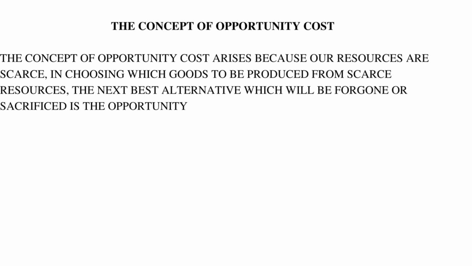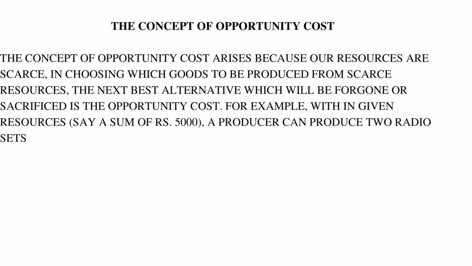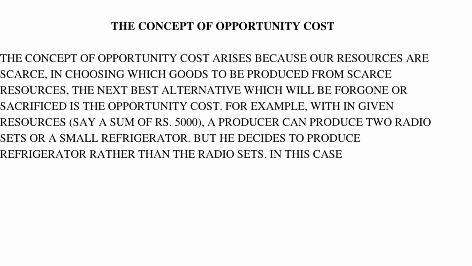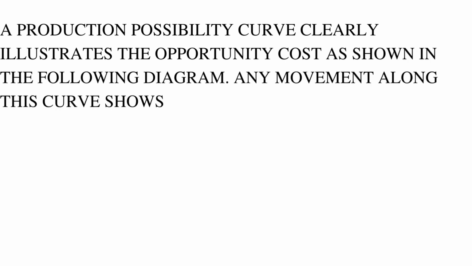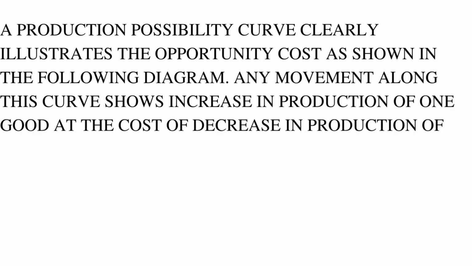For example, within given resources, say a sum of 5,000 rupees, a producer can produce 2 radio sets or a small refrigerator. But he decides to produce a refrigerator rather than the radio sets. In this case, opportunity cost of refrigerator is equal to the cost of 2 radio sets. A production possibility curve clearly illustrates the opportunity cost as shown in the following diagram. Any movement along this curve shows increase in production of one good at the cost of decrease in production of the other good.